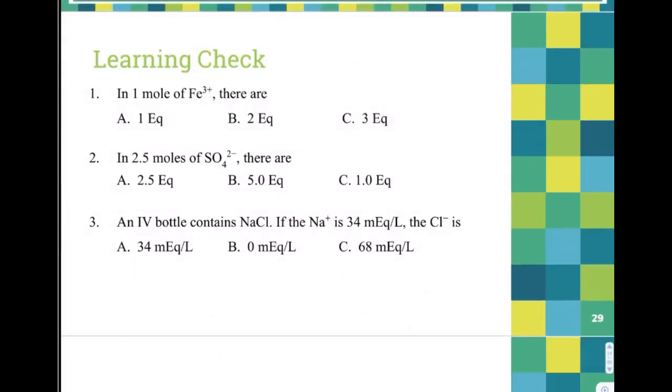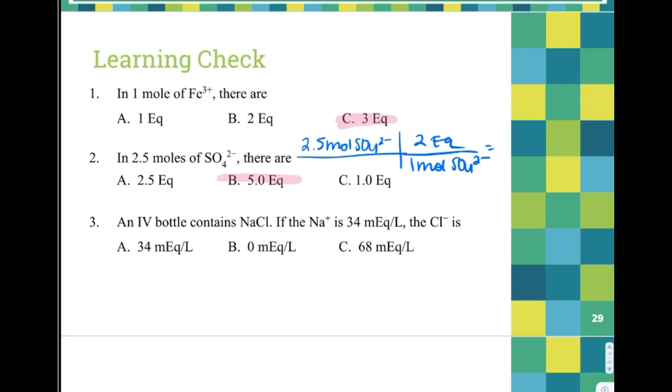So go ahead and do a quick pause and check. In 1 mole of iron 3, how many equivalents are there? There are 3 equivalents because there's a charge of 3 in iron 3. In 2.5 moles of sulfate ions, how many equivalents are there? So we're going to do a little quick math. Well, in 1 mole of sulfate, how many equivalents are there? There are 2 equivalents because the charge is 2. So we have 2.5 times 2, which is 5 equivalents.